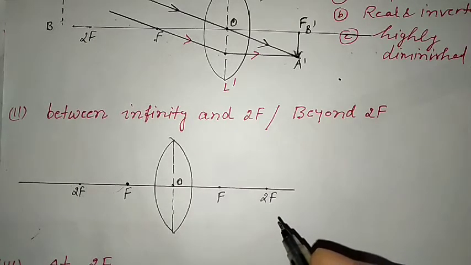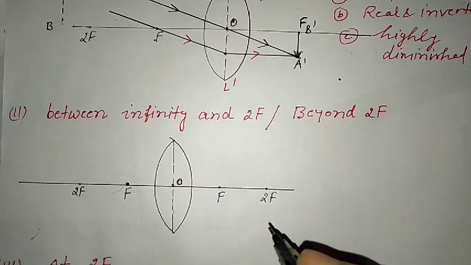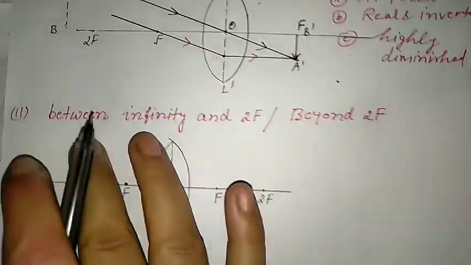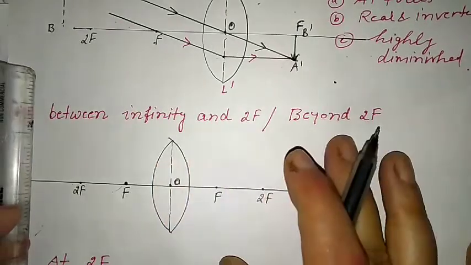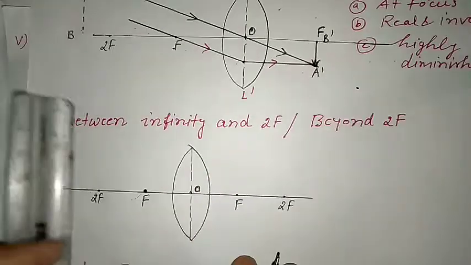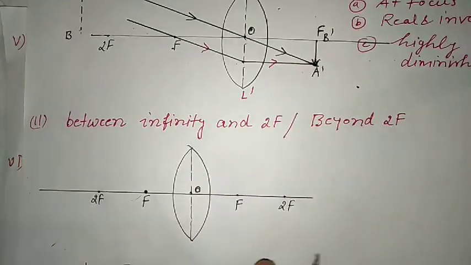So where is the object placed? The object is placed beyond 2F, between infinity and 2F, or we can say beyond 2F, behind 2F. So suppose the object is placed here.